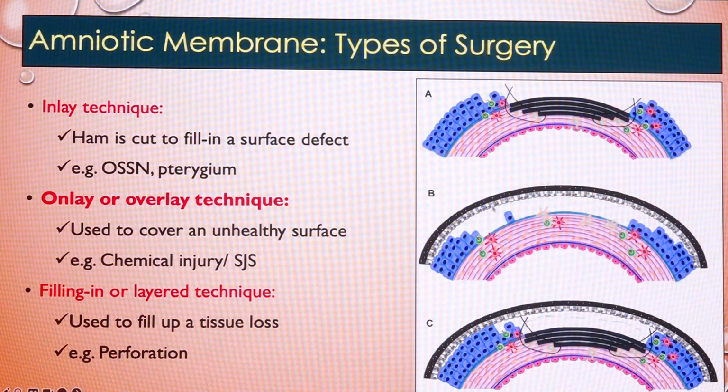So whether it can be the cellular side down or cellular side up, this is a little bit of a debate, but each surgeon can have their own preferences. And there can be a mix of the two. So you have a lot of defect with an unhealthy surface, so you fill it up with a multi-layer amniotic membrane, and then finally cover it up with a larger sheet of amniotic membrane.